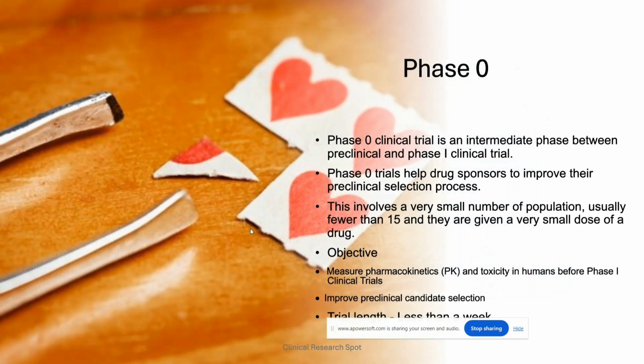So after this, we can move to the phases of clinical trial. Clinical trials are usually conducted in phases that build on one another. Each phase is designed to answer certain questions, and each phase has different importance in the studies. So first we will discuss phase 0.